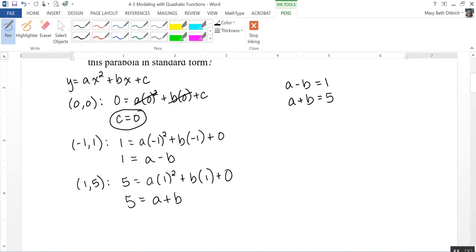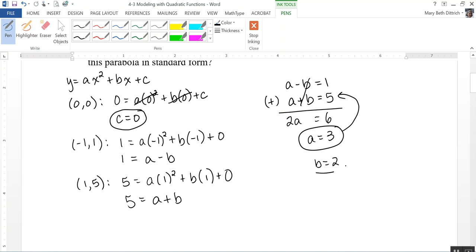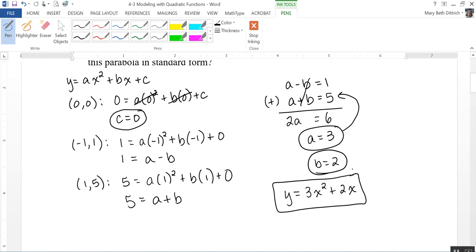What I like about this is notice that the coefficients of b are opposite, so I don't even have to multiply anything. I can just add the 2 equations, and that gives me 2a is equal to 6, so a is equal to 3. Plugging that into this equation, 3 plus b is 5, so b is equal to 2. And so my final answer is plugging those values for a, b, and c into the standard form of the quadratic function. So y equals 3x squared plus 2x plus 0, which I'm not going to put on there. So given 3 points on a parabola, we can write its equation in standard form.